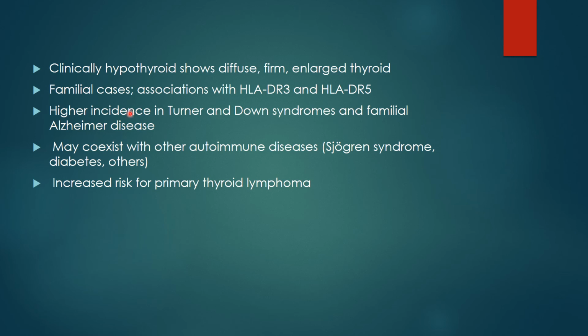The familial cases are usually associated with HLA-DR3 and HLA-DR5. Higher incidence in Turner and Down syndrome, and also in familial Alzheimer's disease. So the people who are suffering from these disorders or syndromes may show Hashimoto thyroiditis. It may coexist with other autoimmune diseases such as Sjogren's syndrome and diabetes. And there is an increased risk of developing primary thyroid lymphoma. So the most important complication regarding Hashimoto thyroiditis is primary thyroid lymphoma.